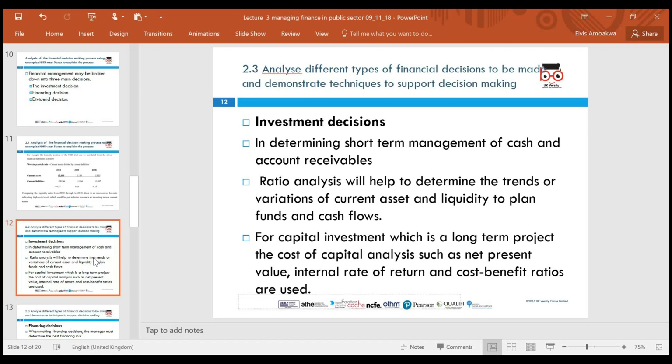However, this is a government-run body. It's not a company. So who would be making investment decisions for NHS West Sussex? Right, I'm using NHS West Sussex as a case study because the title is Managing Finance in the Public Sector. So I'm just using the NHS as an example.